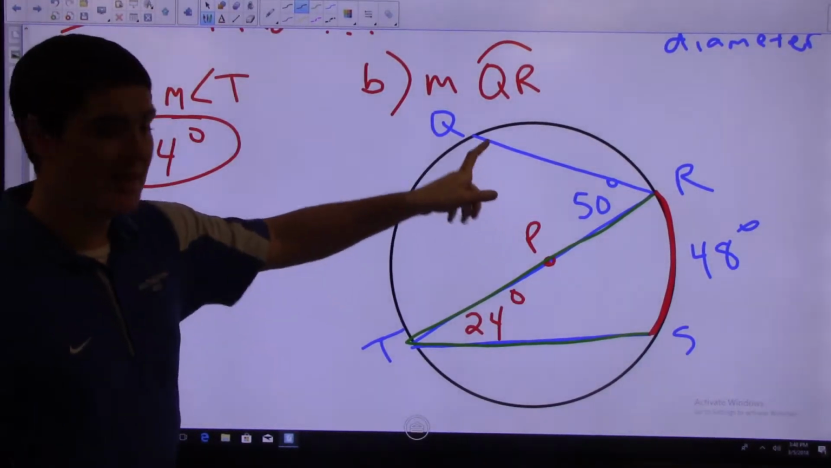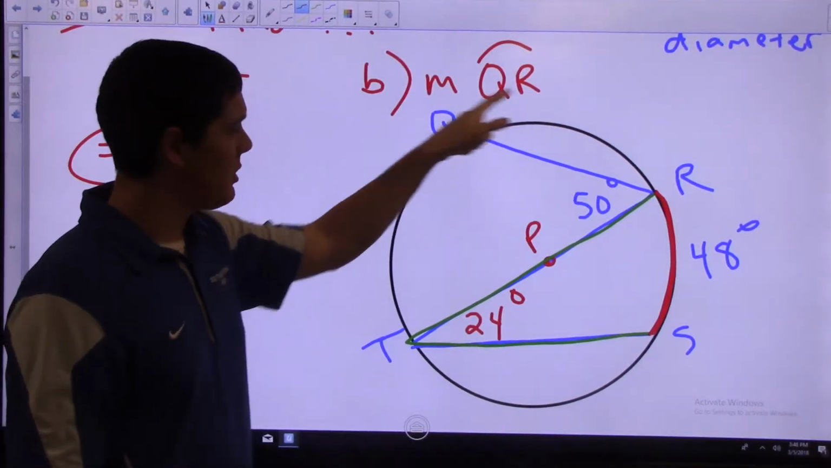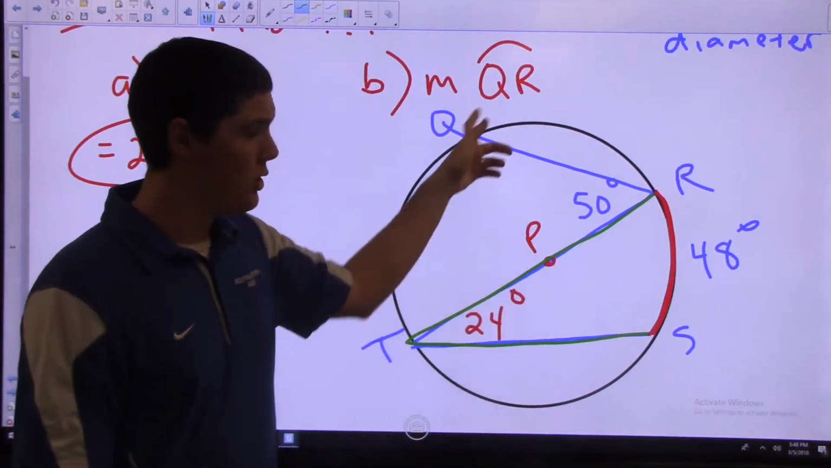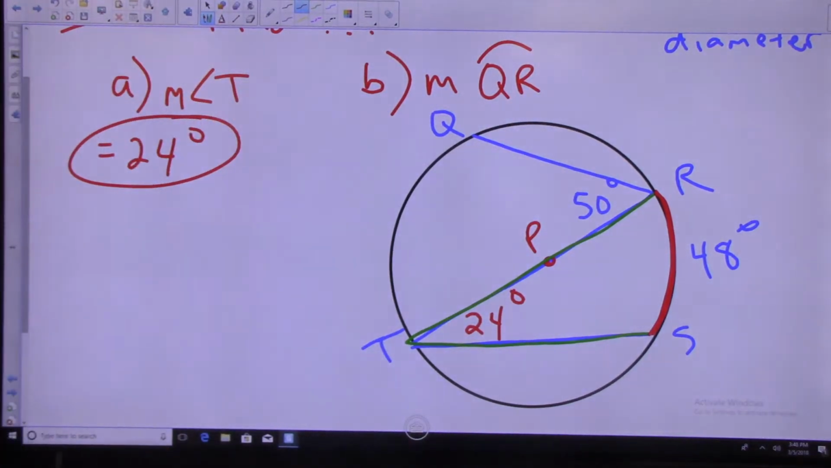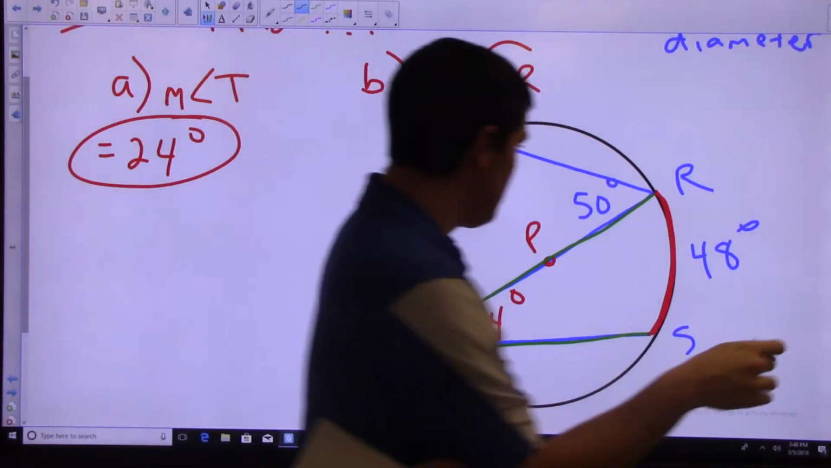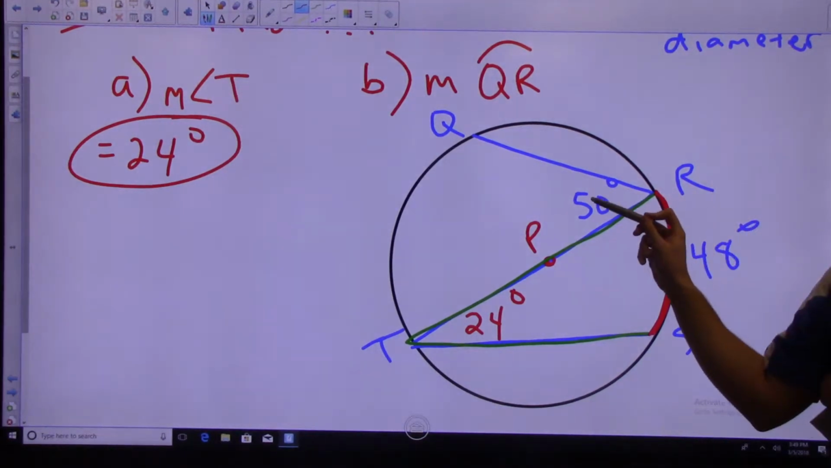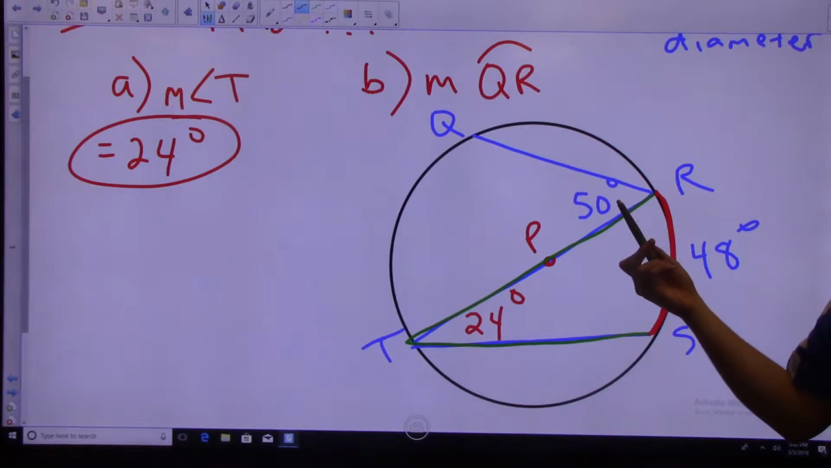What I'm trying to say is, guys, I don't have an inscribed angle whose intercepted arc is QR. So I might have to use a different method here to find QR. Let's think about this. Is there an arc that I could find? What other information am I given? Hopefully you notice we do have this 50-degree angle. And again, what type of angle is that? It's going to be inscribed.